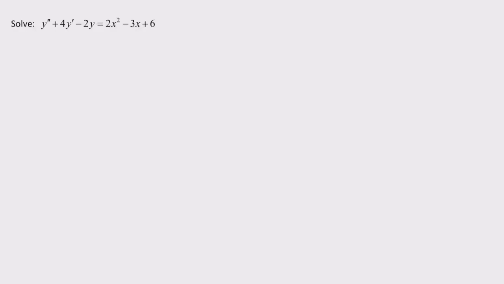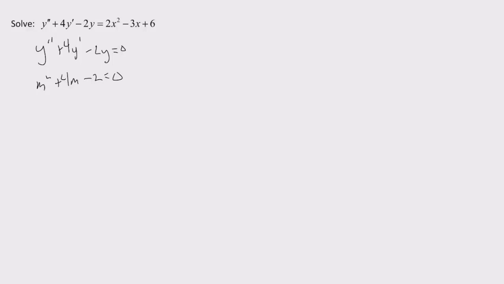Okay, so our first part is to focus on the left side. So we're going to ignore the right. We're just going to focus on solving this guy: y double prime plus 4y prime minus 2y equals 0. Good news is we've seen that. That's converted to an auxiliary equation, so m squared plus 4m minus 2 equals 0.